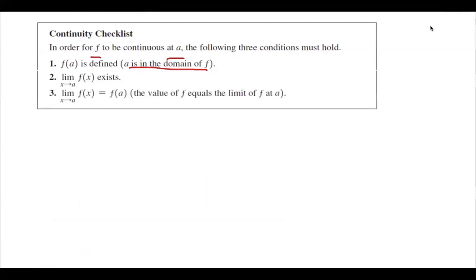As you remember, for function f to be continuous at a, you need to have three conditions met. First of all, f of a must be defined. It means that a must be in the domain of the function. Second of all, the limit must exist when x approaches a. Third, the limit and the y value must be equal to each other. So these three conditions are super important.